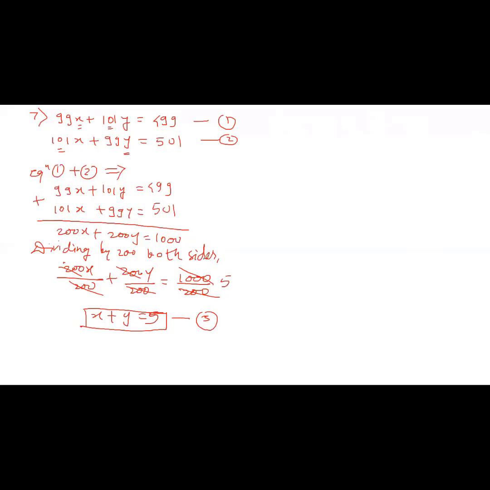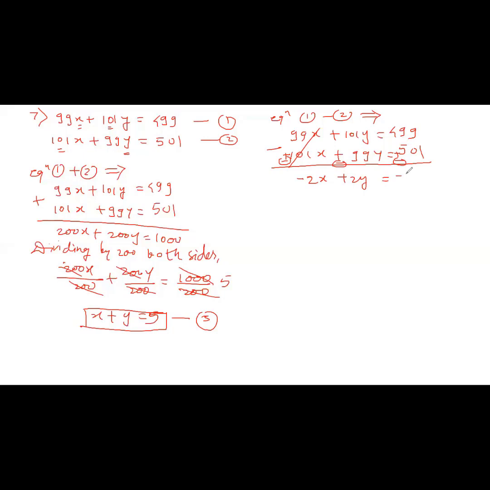Now we are going to subtract equations 1 and 2, because this is a method for solving such types of equations. Equation 1 minus equation 2. I'm going to write the equations here again: 99x plus 101y equals 499, 101x plus 99y equals 501. Subtract here. What will happen? Signs change, plus becomes minus. So 99x minus 101x becomes minus 2x. 101y minus 99y becomes 2y. And 499 minus 501 becomes minus 2.